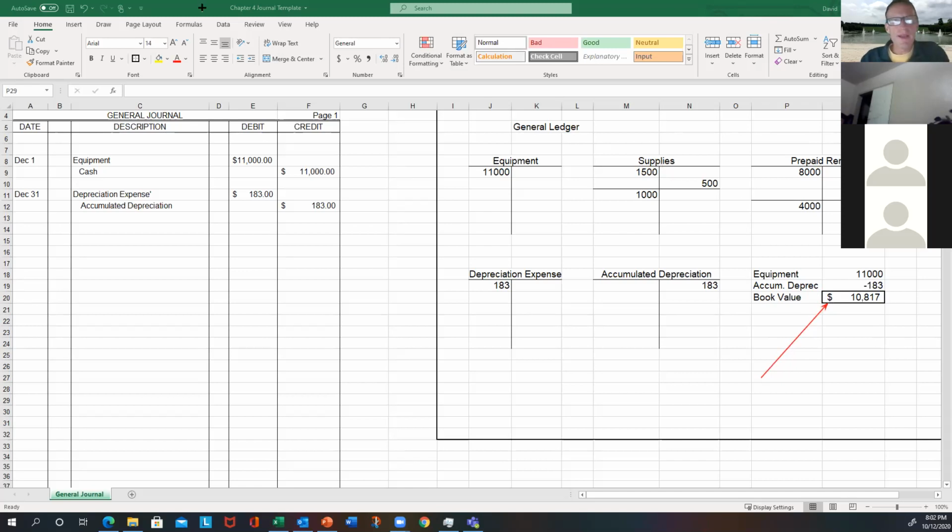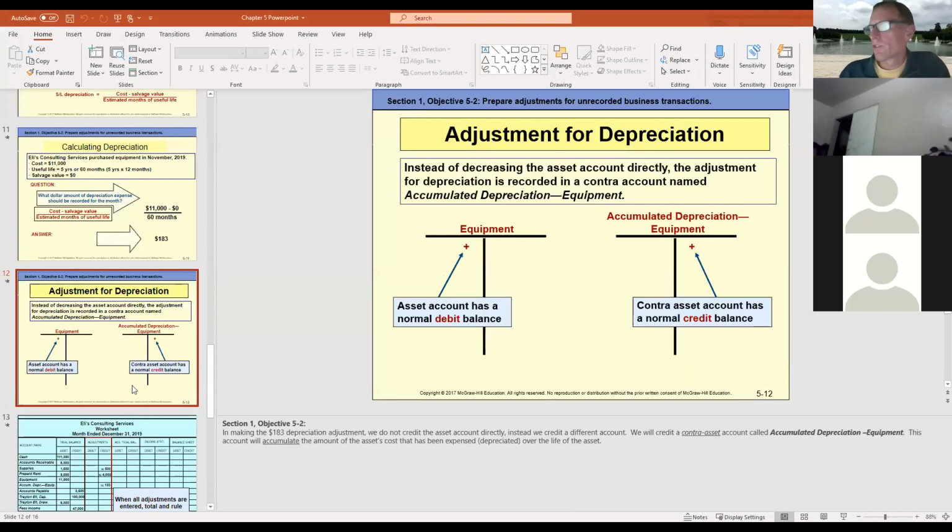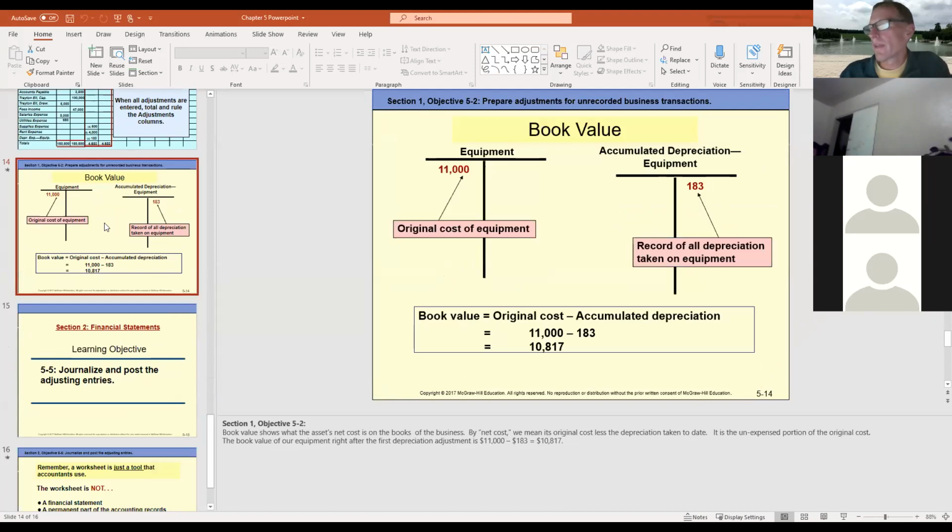Okay. So if I go back now, let me show you how the PowerPoint shows it to you. You'll notice right here, when they talk about book value, there's your accumulated depreciation. And down here, they have the original cost minus the accumulated depreciation to get that $10,817. This, again, historical cost does not change at this point because that's going to be on there forever, because that's what you paid for.